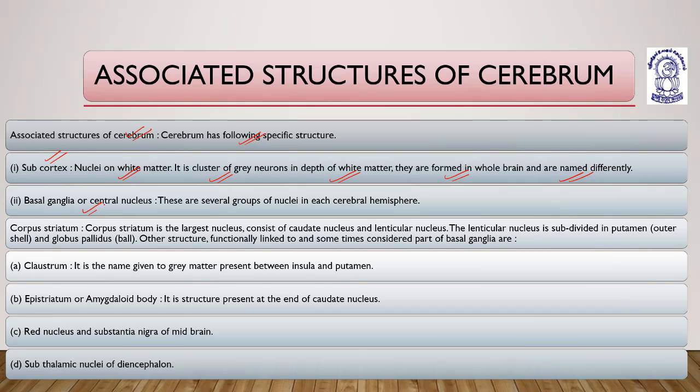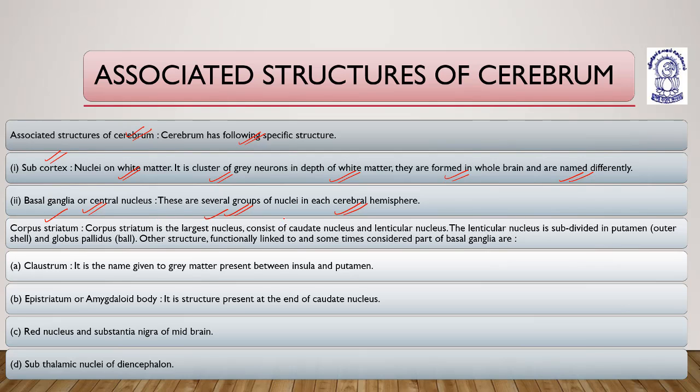Basal ganglia, or central nucleus: there are several groups of nuclei in each cerebral hemisphere. The cerebral hemisphere also consists of subcortex, which is the nuclei on white matter. Nuclei on white matter means that inside the white matter there are parts of gray matter, clusters of gray neurons.